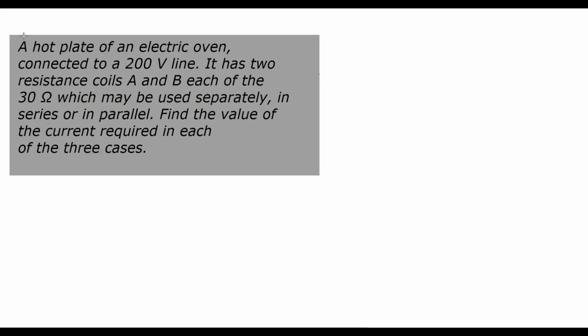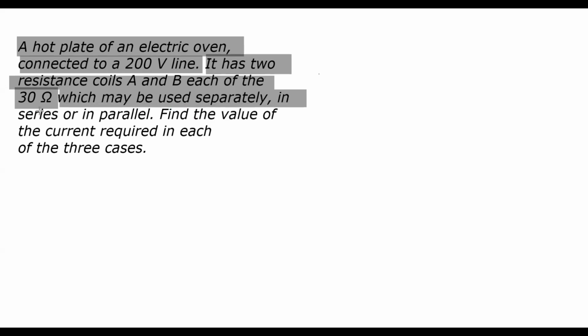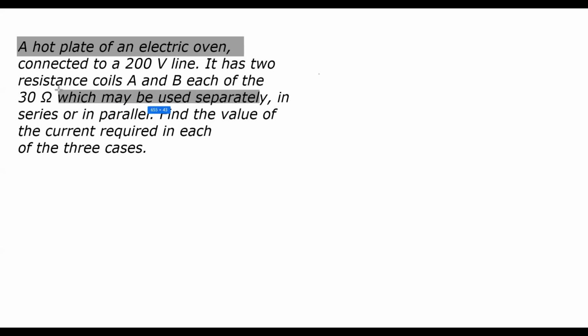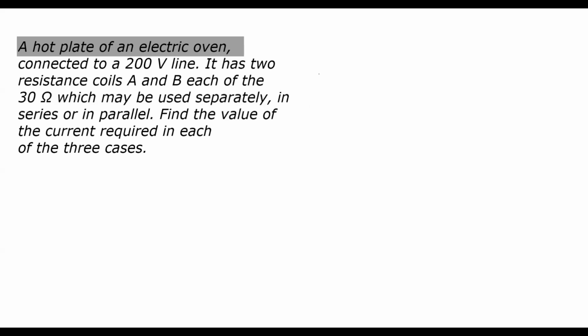So in this question, it says that a hot plate of an electric oven connected to a 220 volt line has two resistance coils A and B, each of 30 ohm, which may be used separately, in series, and in parallel. What we have to find is the value of current required in each of these three cases. I remember one such similar question is there in your textbook.